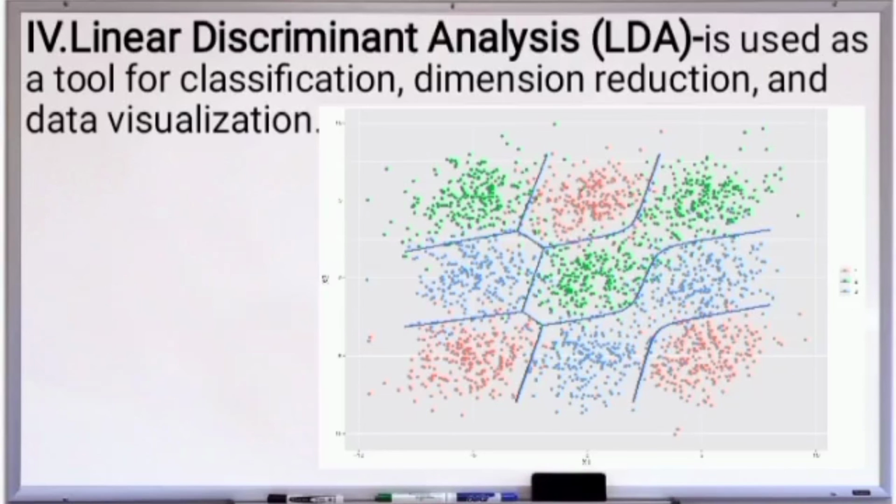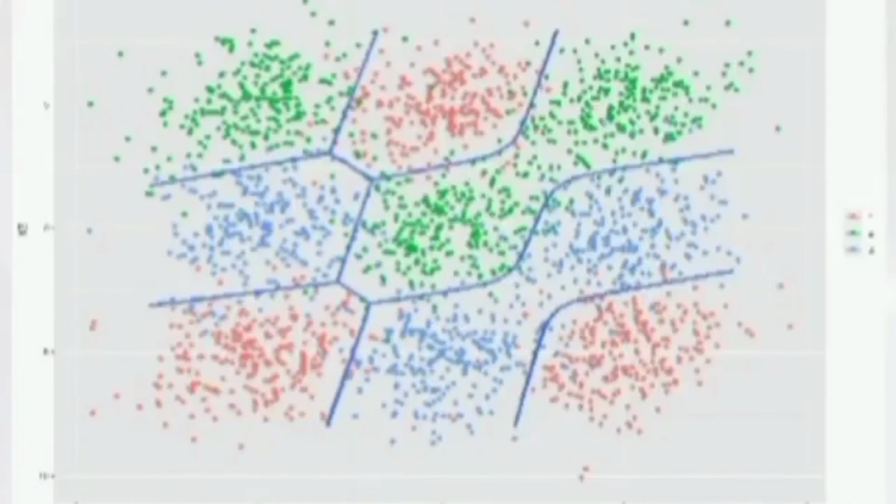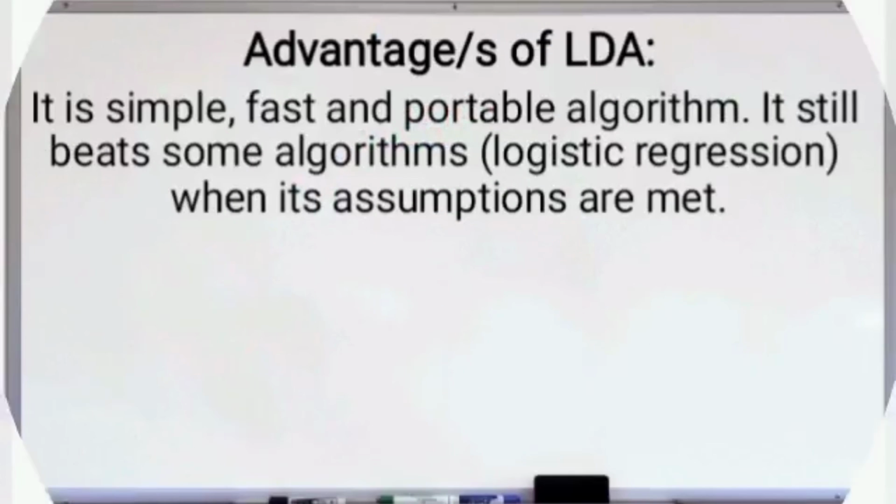Linear discriminant analysis, or LDA, is used as a tool for classification, dimension reduction, and data visualization. And the last part of our slide is the advantages of LDA, which is that it is a simple, fast, and portable algorithm. It still beats some algorithms like logistic regression when its assumptions are met.